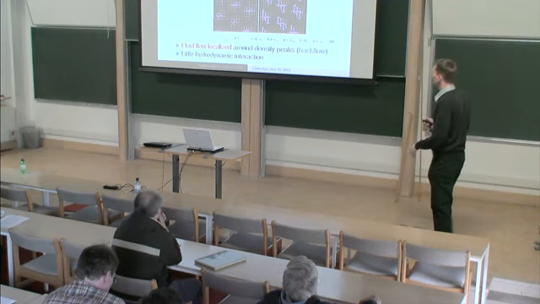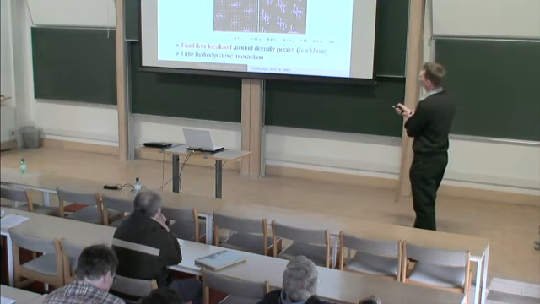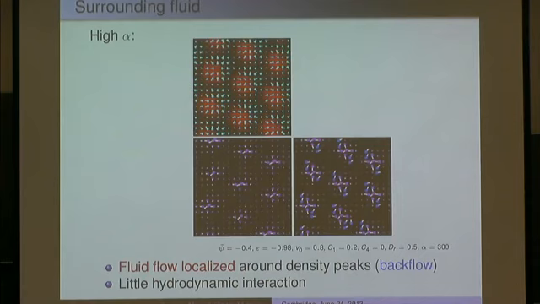So this looks like this. Here we are at high friction. Here the density peaks migrate to the bottom left. This is the velocity field, and you can see it's very localized at the peak positions, where the peaks push the fluid. It does not extend between the density peaks, so it finishes in between. So there is little hydrodynamic interaction between these peaks. Even when we rescale this, these backflow regions appear around the peaks.